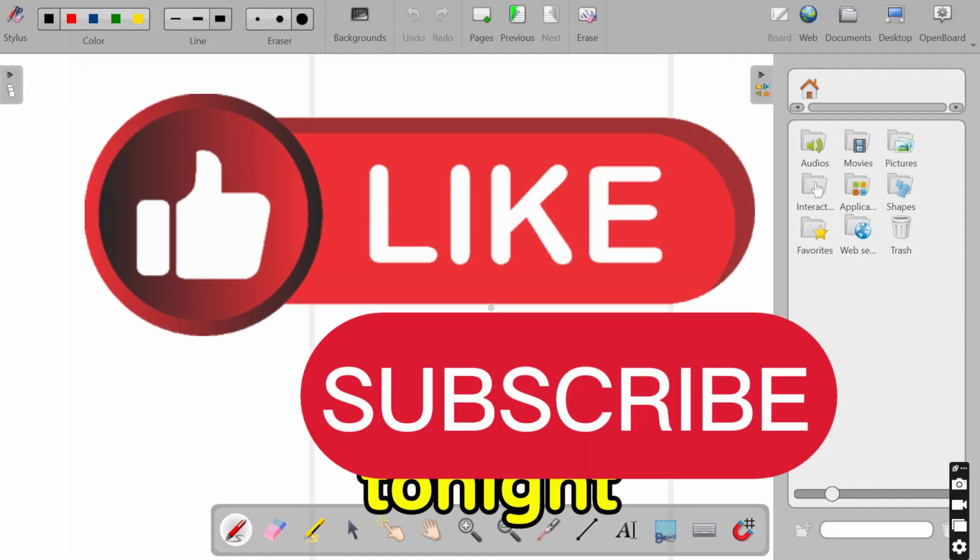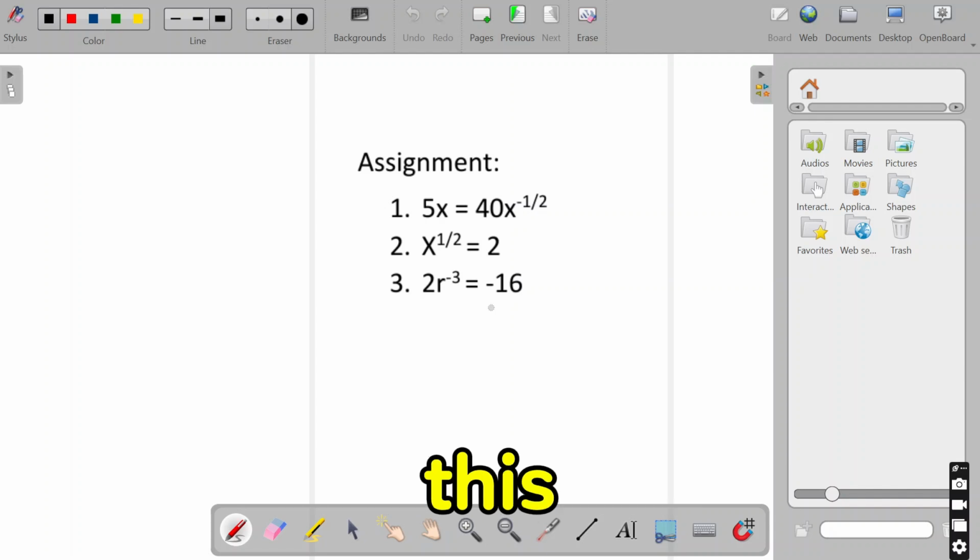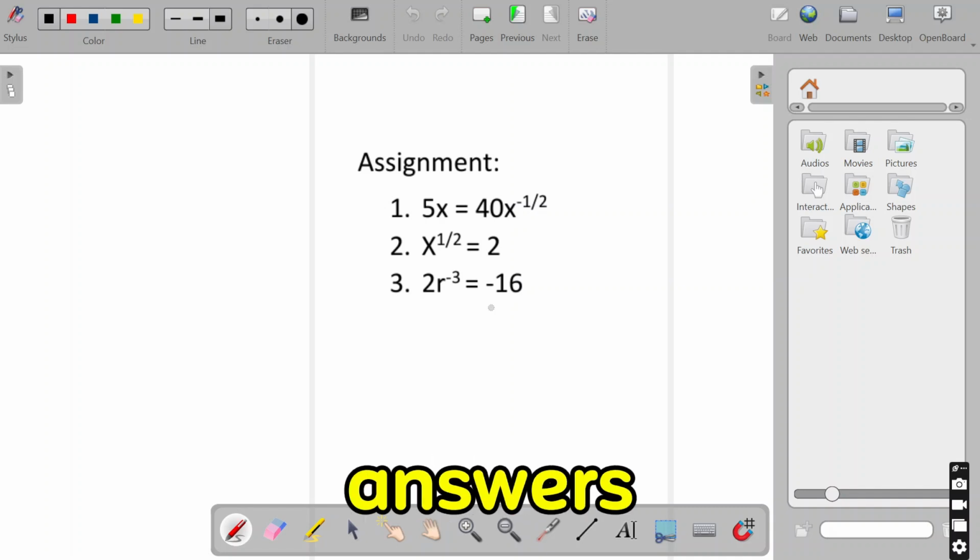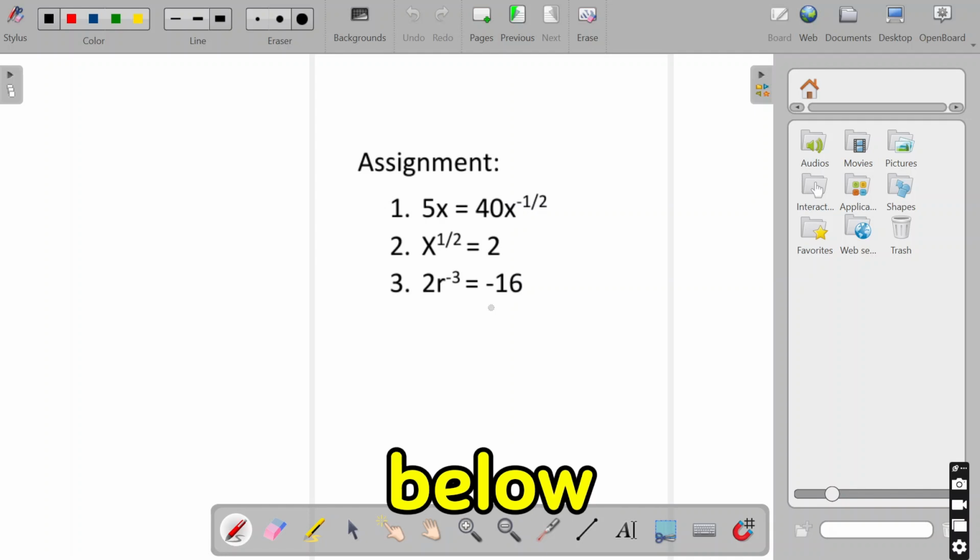And for today, this will be our assignment. This is going to be our take-home assignment. I hope you would try to solve this, and drop your answers in the comment section below.